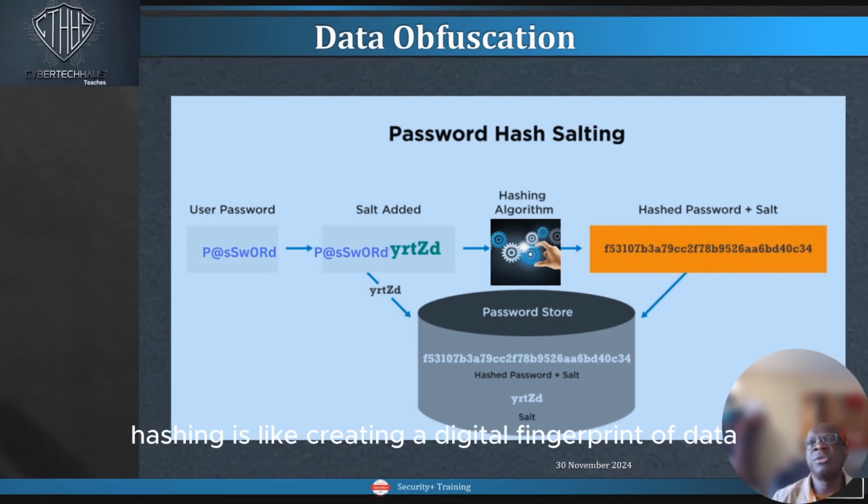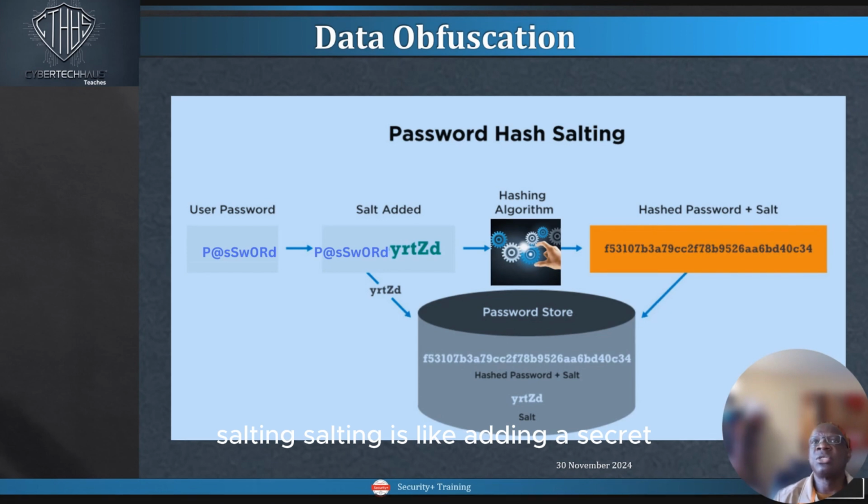Hashing is like creating a digital fingerprint of data. Imagine you have a password and you run it through a special formula called a hash function that turns it into a fixed scrambled code. This code, called a hash, always looks the same for the same input, but it can't be reversed back to the original password, for example. So, if someone sees the hash, they can't figure out the password. In cybersecurity, hashing is used to store sensitive information like passwords safely.